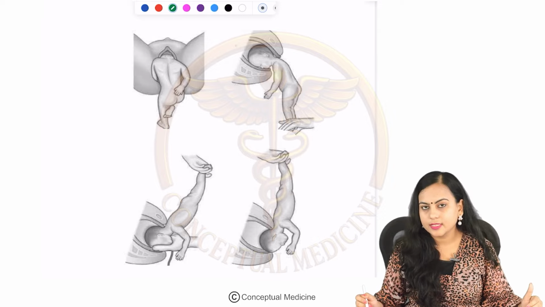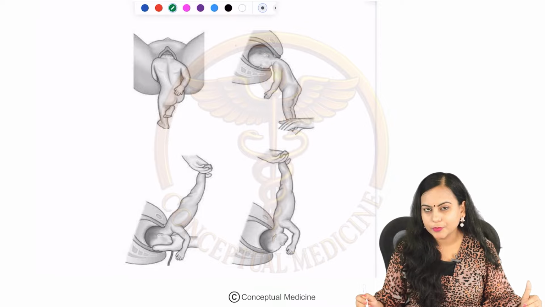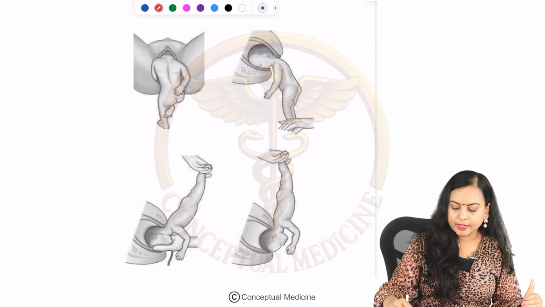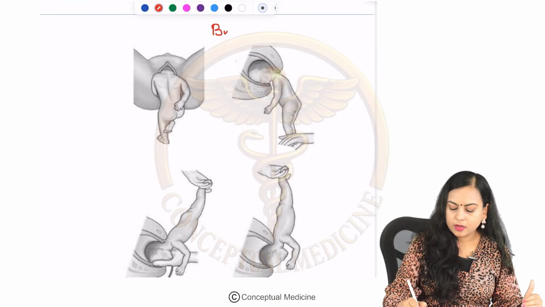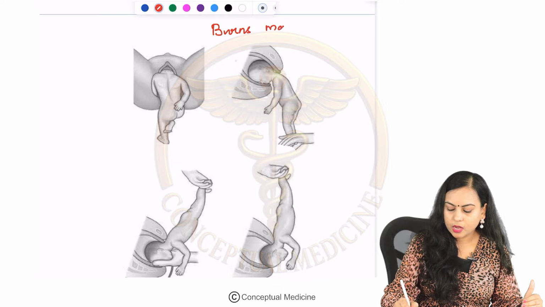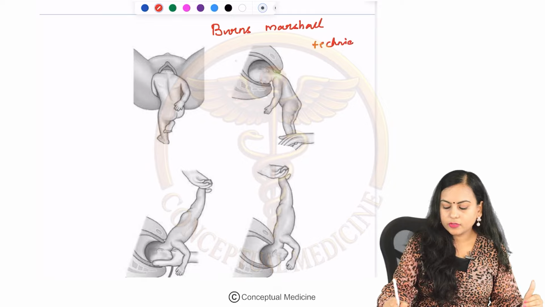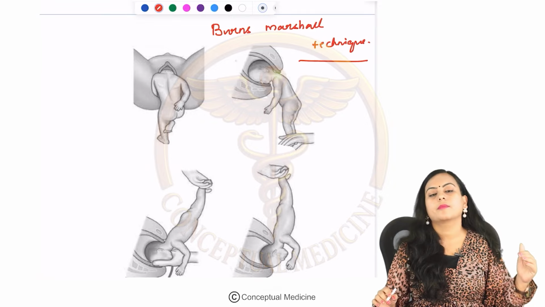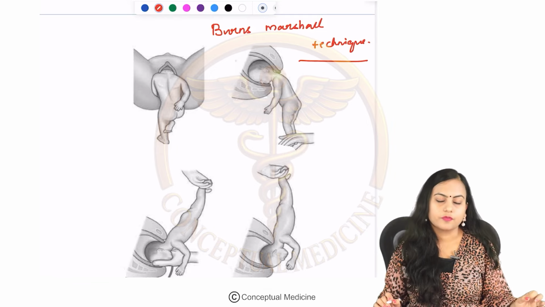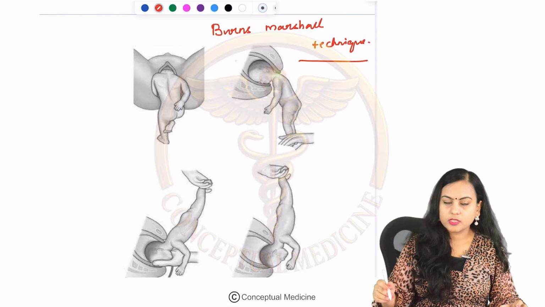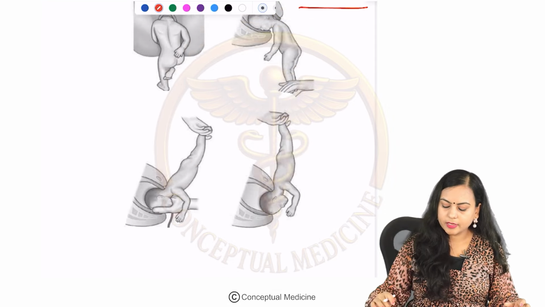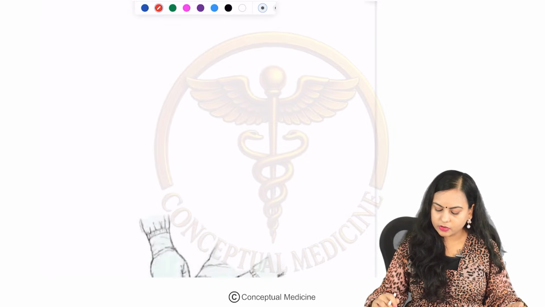So what do you think this technique is? Yes, this is going to be a Burns-Marshall technique. Yes, very good. This is the Burns-Marshall technique. So this is one of the techniques of delivering the after coming head in a breech presentation. We have three methods. So this is your first method of delivering the after coming head, and this is your second method.